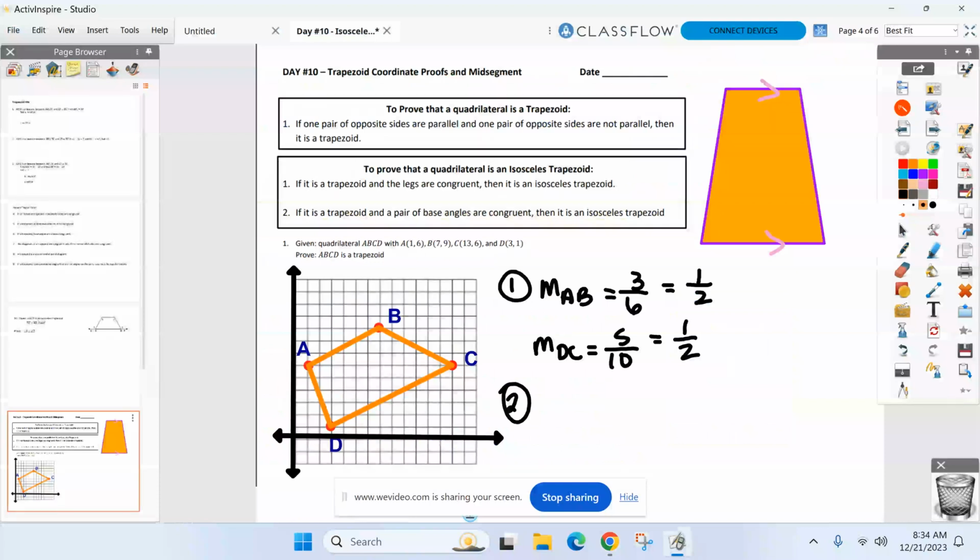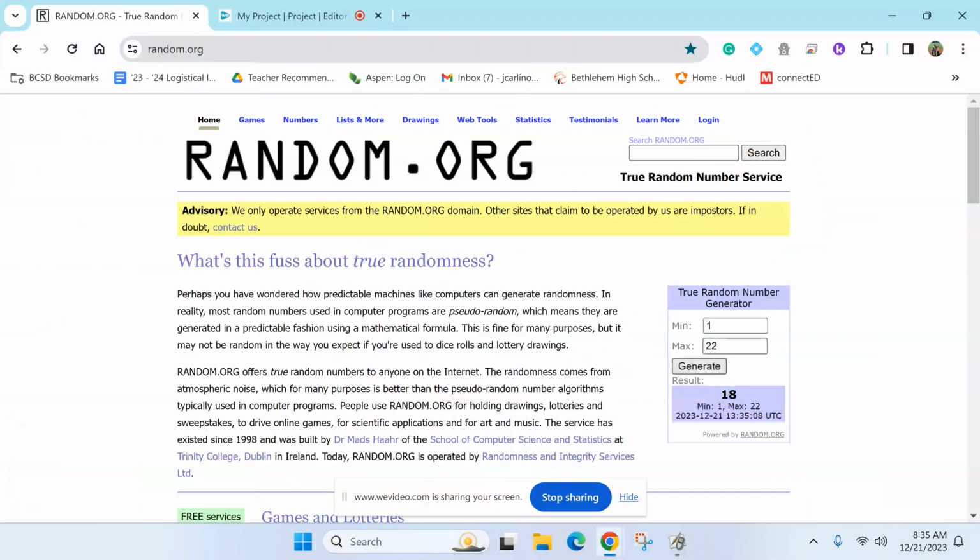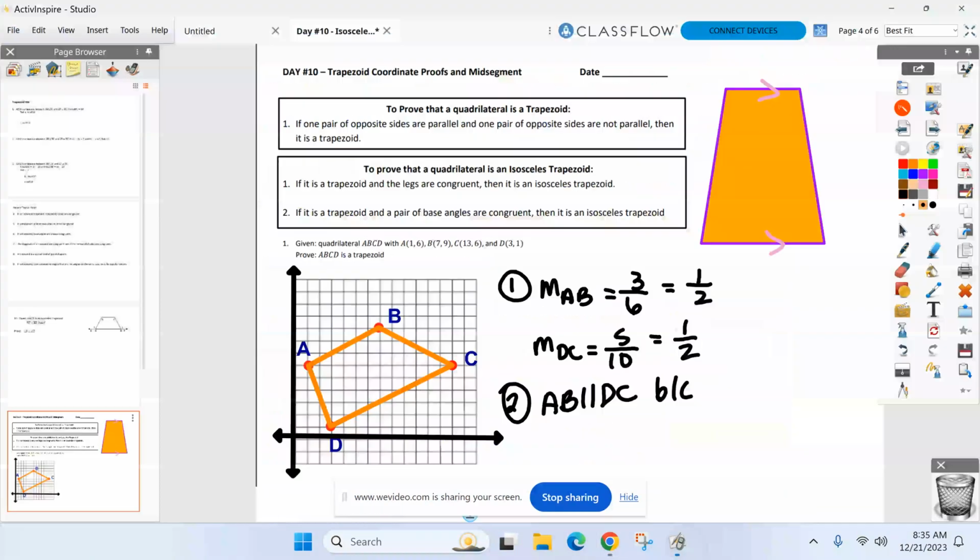What are we trying to do here? All right, let's back up. I'm using the slope formula to show opposite sides are parallel. Congruent would be the distance formula. So AB parallel to DC. Somebody else now, tell me how I know they're parallel. Why are they parallel? Lily? Because slopes are equal. Yep.